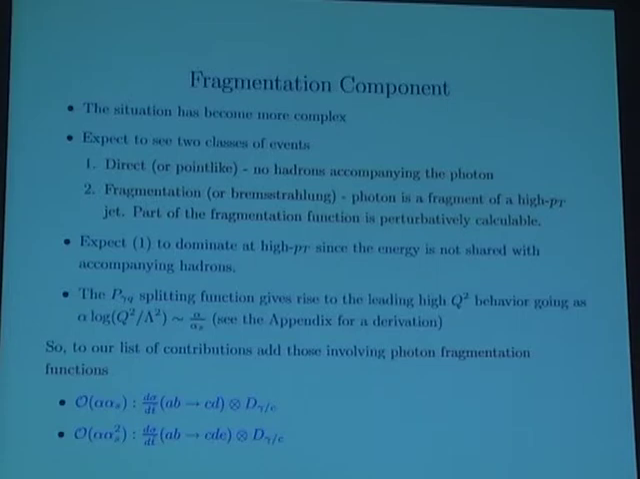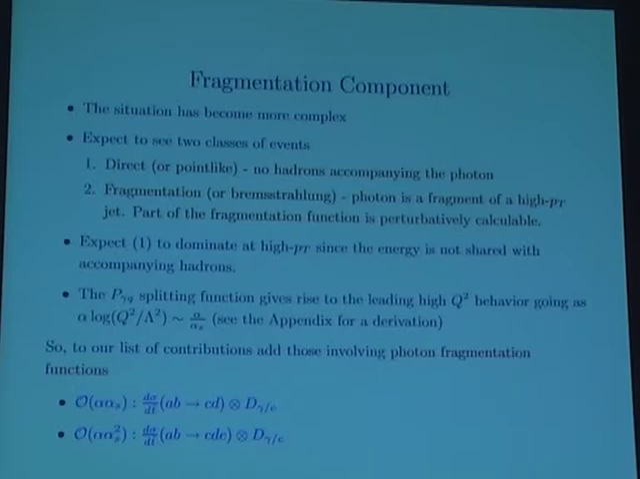This first one, the direct or point-like part, is going to dominate at high energies because basically you don't want to waste any energy producing extra fragments that go along with the photon. If you want a photon at high transverse momentum, you want to give as much of the subprocess energy to it as possible.